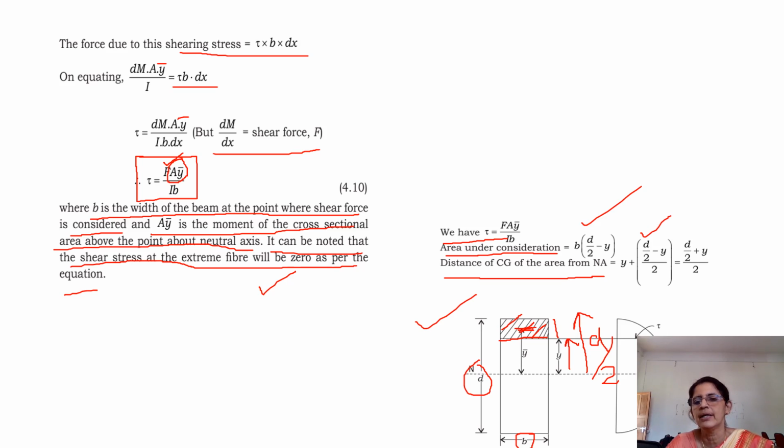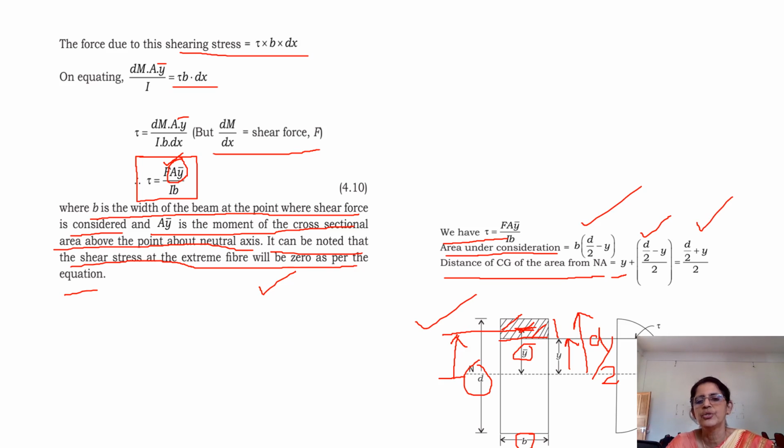So that is what is being written here. (D by 2 minus y) by 2 is the midpoint of this. But you have to take moment about the neutral axis, so I have taken y plus (D by 2 minus y) by 2. Then only you get the distance from the neutral axis. So you are taking the distance from the neutral axis to the center of this shaded area. This is your y bar value. Understand? So this y bar value is now y plus half of (D by 2 minus y). Taking the LCM, you will get this particular equation.